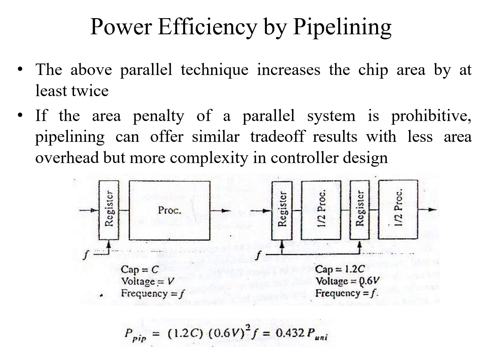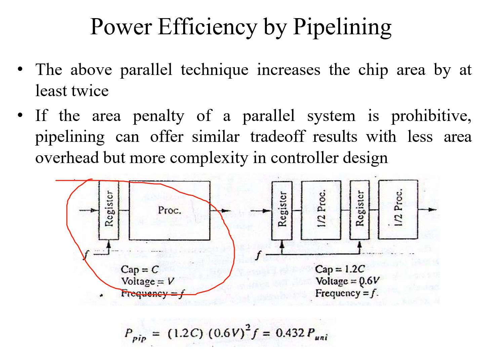Power efficiency by pipelining. The above parallel technique increases the chip area by at least twice. But pipelining offers similar trade-off results with less area overhead, but more complexity in control design. So this is nothing but including registers between the architecture, which is pipelining.